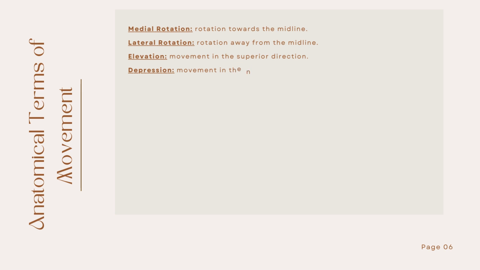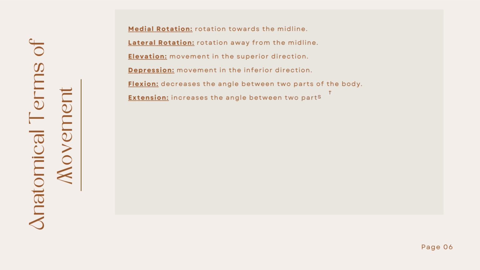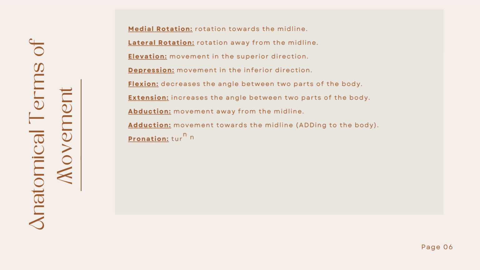Flexion decreases the angle between 2 parts of the body, and extension increases the angle between 2 parts of the body. Abduction is movement away from the midline, and adduction is movement towards the midline. So I remember this as you are adding to the body when you adduct. Like I said, pronation is a movement specific to the arm, and it's when you turn your hand to be palm down in the prone position, hence the name pronation. And supination is where you turn the hand to be palm up in the supine position.